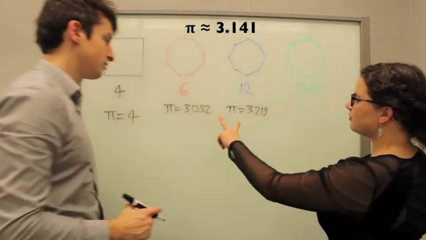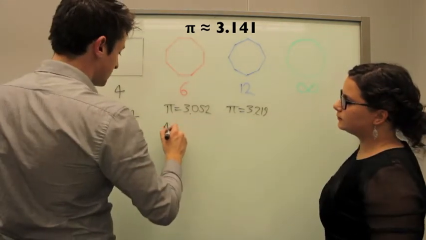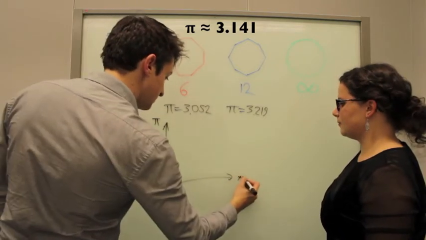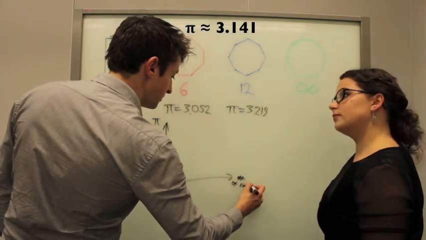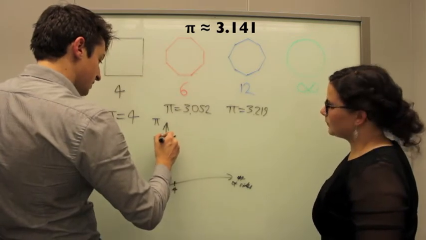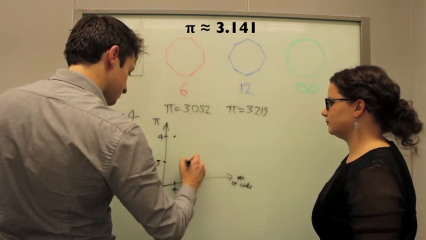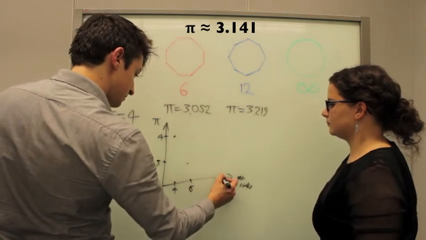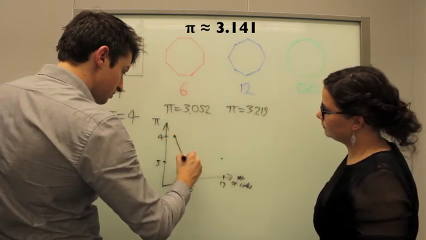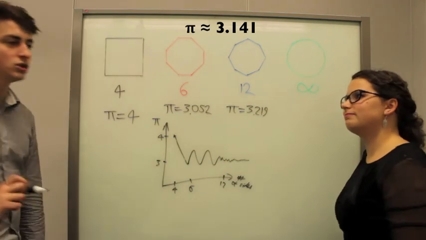Well, you can see that you're actually fluctuating around a value. We've gone from high to very low, and then we're going back up again. Yeah, so if we draw a graph of the value that we're getting against the number of sides of the shape, then if we have 4 here, we're starting way too high at 4, and then we go down to about 3 when we're dealing with 6 sides. But then if we go all the way up to 12 sides, we're sort of here. If you do this for lots and lots of shapes, you're going to eventually tend towards the true value.